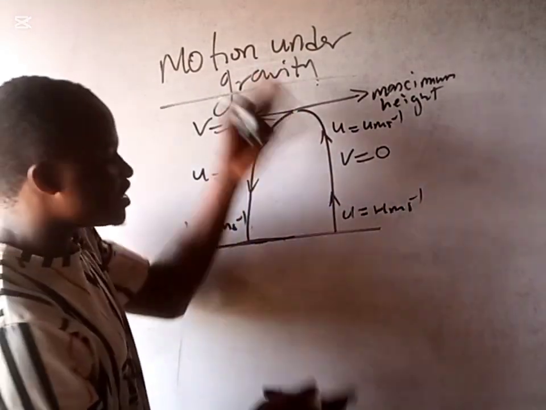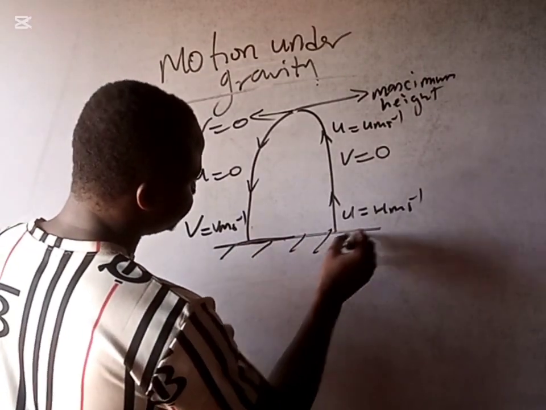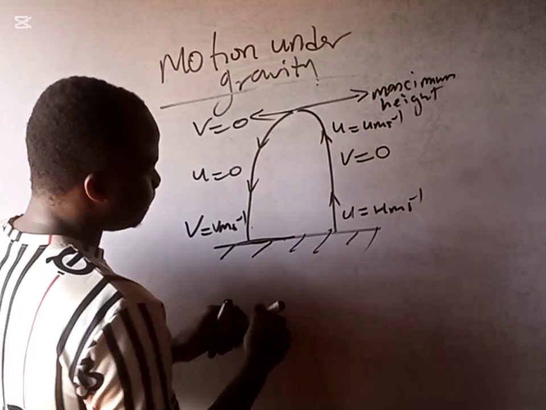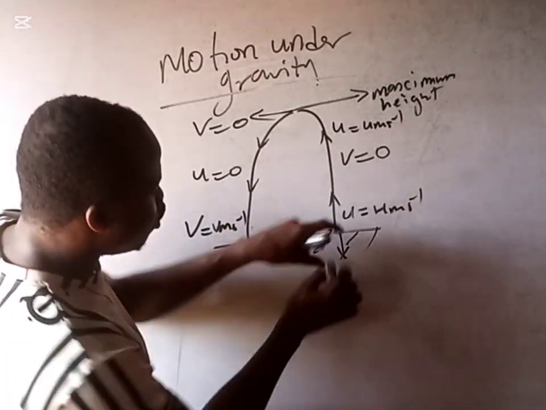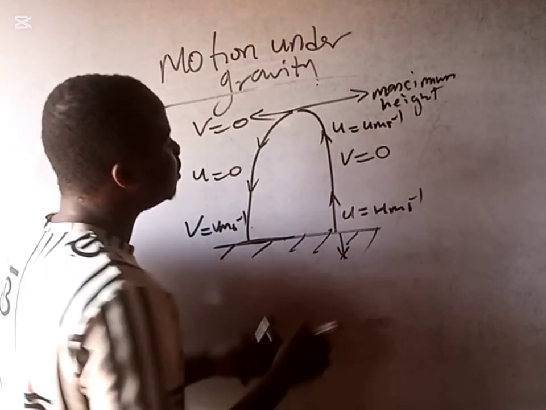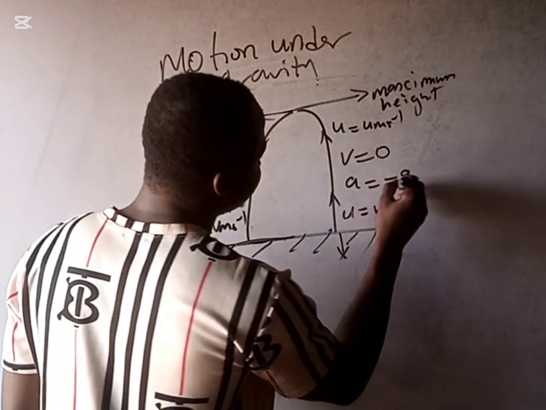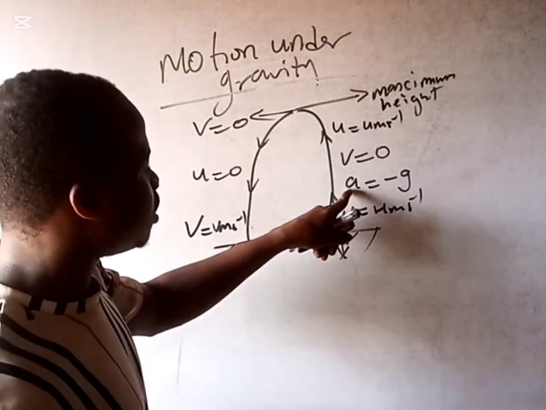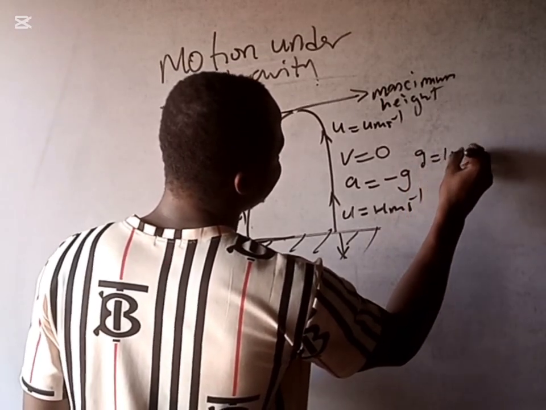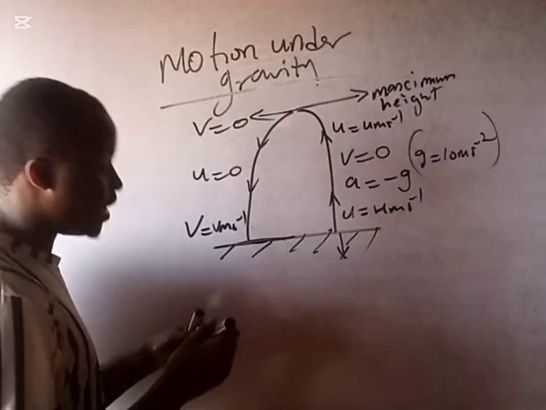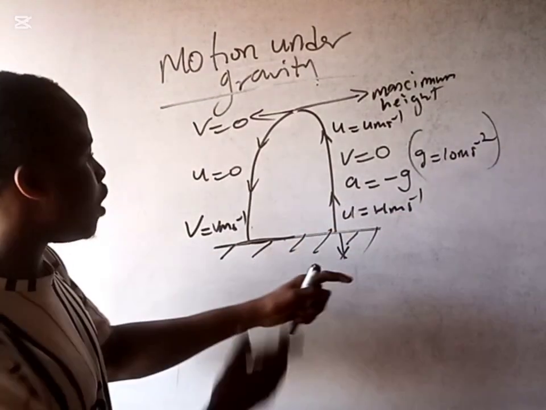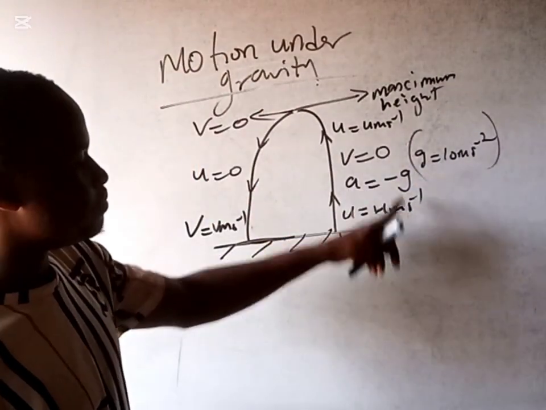That is, it's moving against gravity. So let's say this is gravity. The object is moving against gravity. So whenever an object is thrown vertically upward, acceleration is always minus g. So acceleration is what? Negative of gravity. And don't forget that g is equal to 10 meters per second squared. This is the constant value of acceleration due to gravity. So when the object is thrown vertically upward, a is minus g.